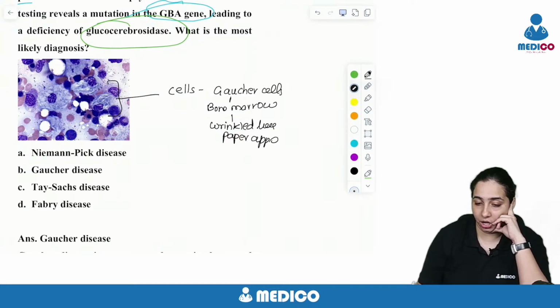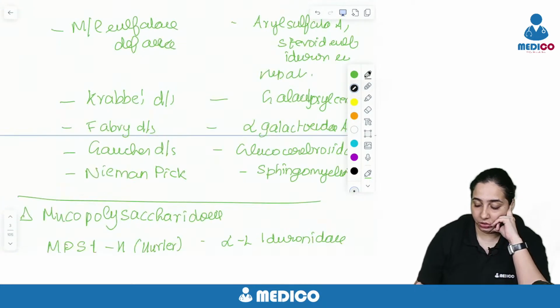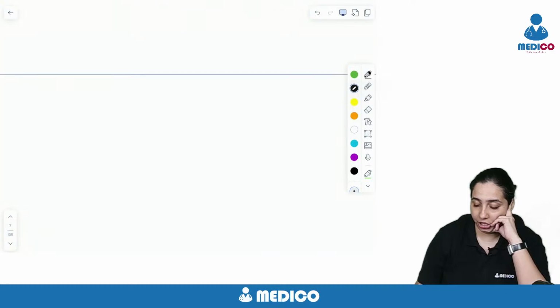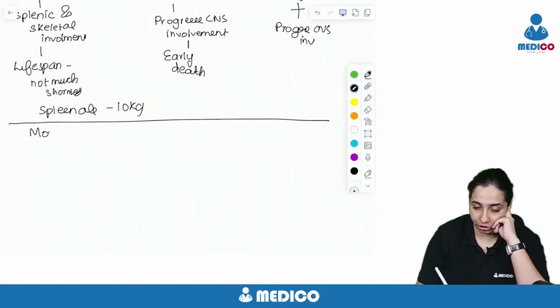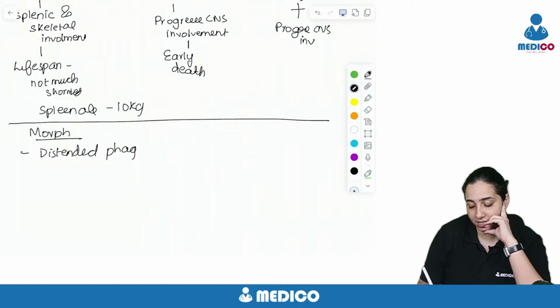Okay, so this is your Gaucher cell. So, continuing. Now, morphology, what you see is distended phagocytic cells called Gaucher cells.